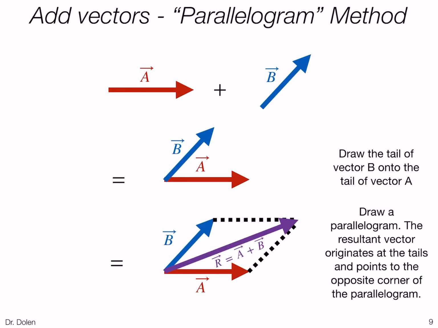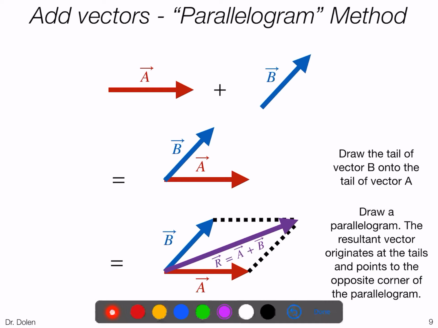Just to let you know, there's an alternative method to add vectors. It's called the parallelogram method. Just to go through that real quick, your book goes through this in a little bit more detail. I really prefer the tail to head method to the parallelogram method, but whatever works for you is okay. So with the parallelogram method, we're going to take the tail of B and place it on the tail of A. So I'm going to draw both vectors tail to tail.